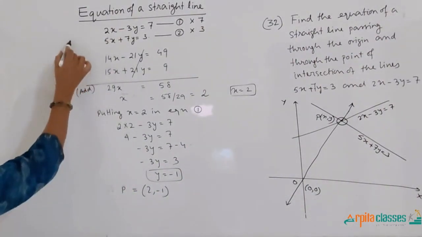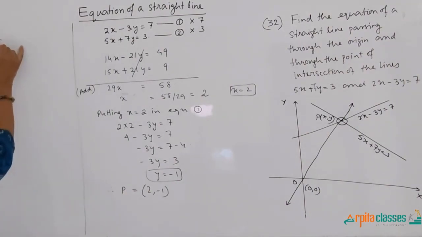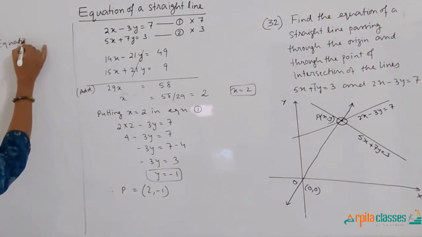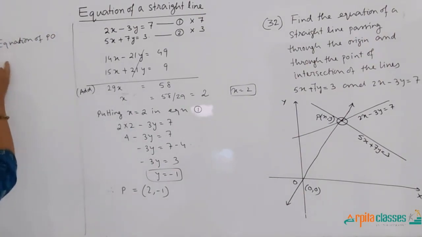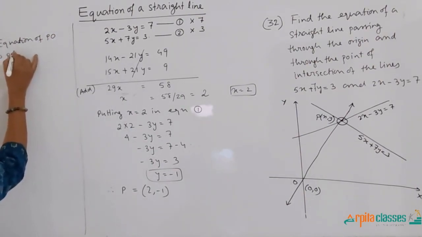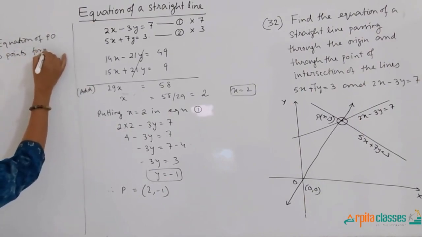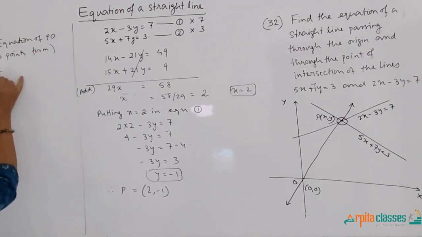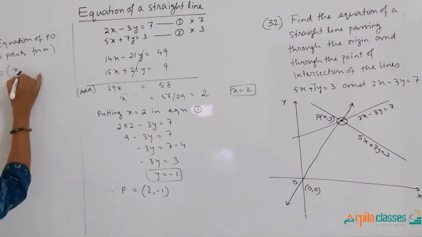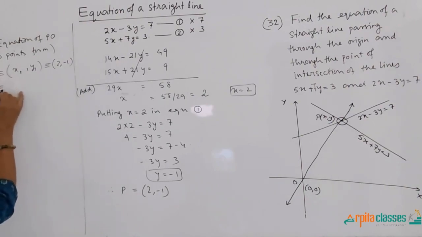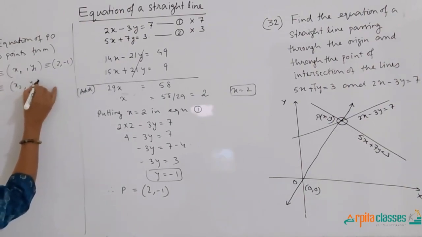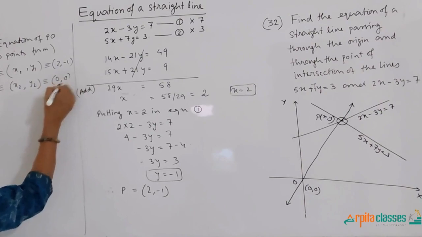So we can get the equation, I'll do it here. Equation of PO. Which form are we using? We are using the two points form. Let P be x1 comma y1, which is 2 comma minus 1, and O, which is x2 comma y2, that is 0 comma 0.